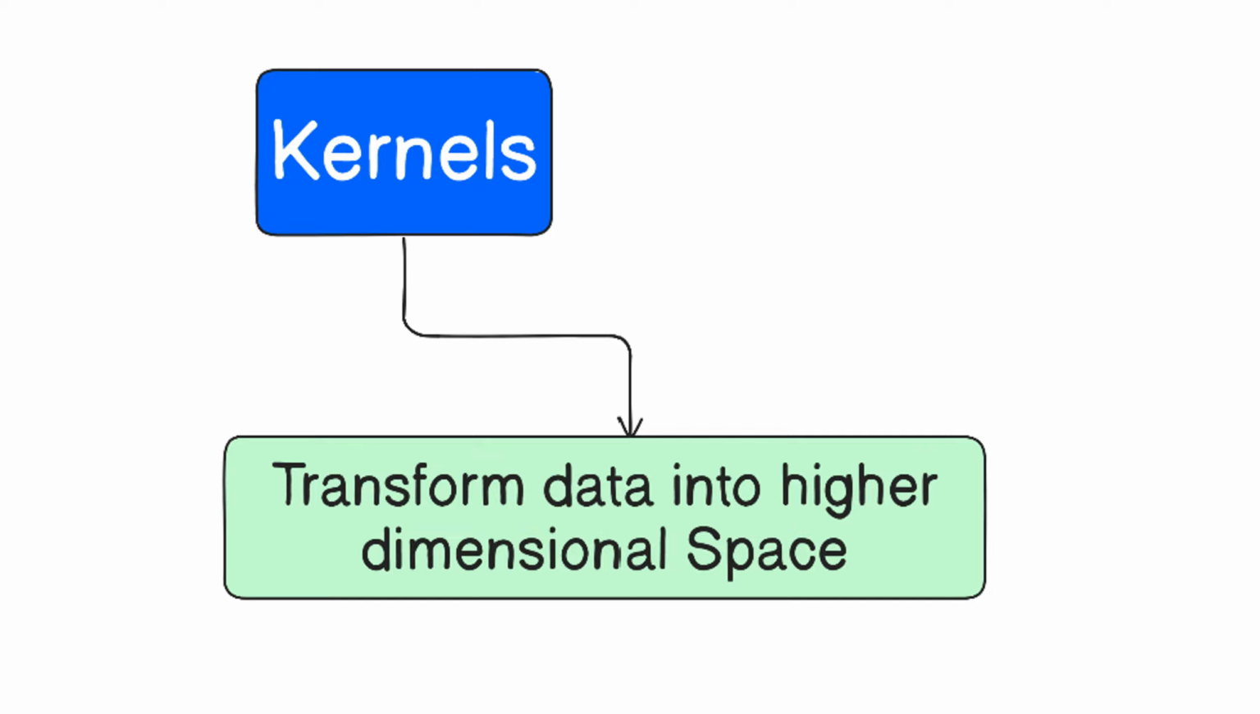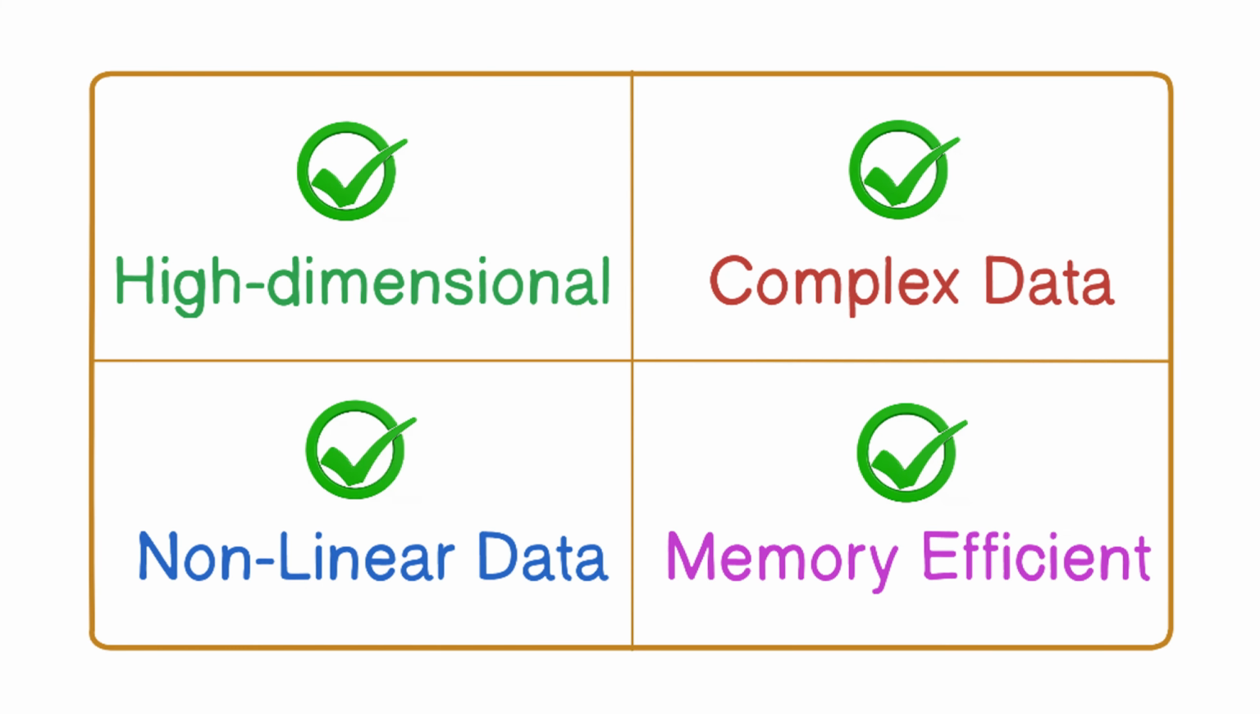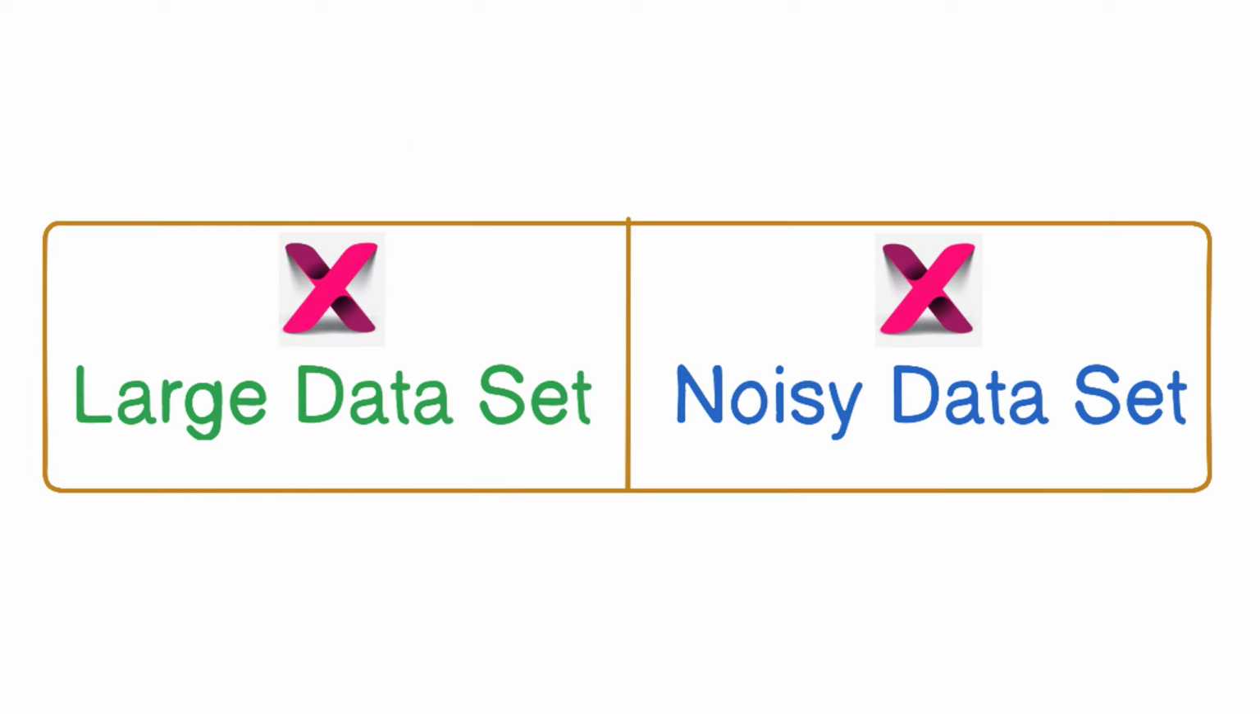Now, based on the type of boundary, SVM is broadly classified into two types, linear and nonlinear SVM. As the name suggests, linear means the data can be classified using a straight line, and nonlinear is when the higher dimensional transformation is required. Support vector machines are very good at classifying higher dimensional complex data using flexible nonlinear boundaries, while still remaining memory efficient. But just like other algorithms, it also has some drawbacks. SVM is not good for large and noisy data sets because it slows the training speed, it is very difficult to perform parameter tuning, and it is very sensitive to feature scaling.